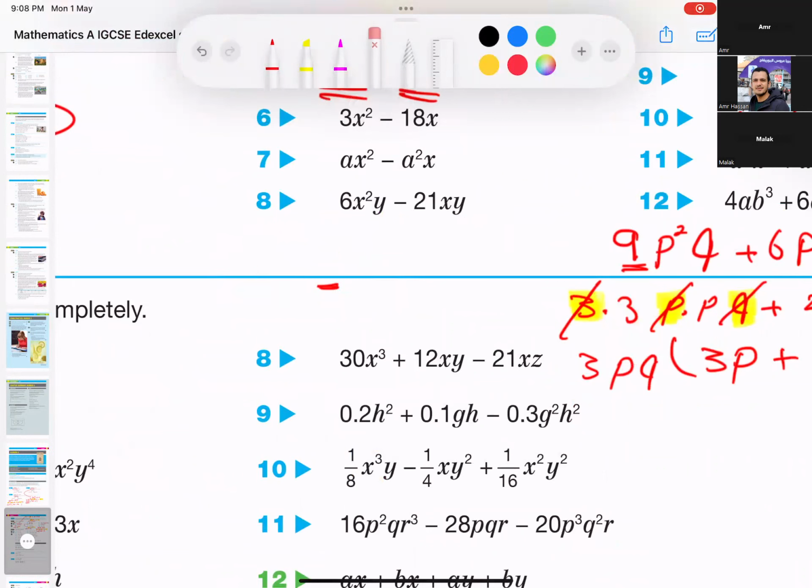Okay. Yeah. So let me try to go over this one. Question 7. Okay. It's going to be a multiplied by x minus a.